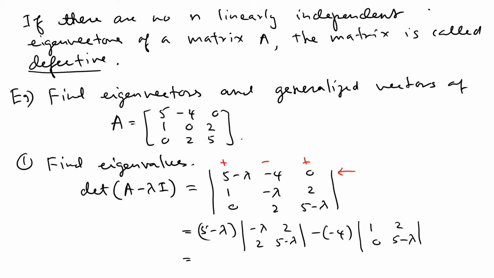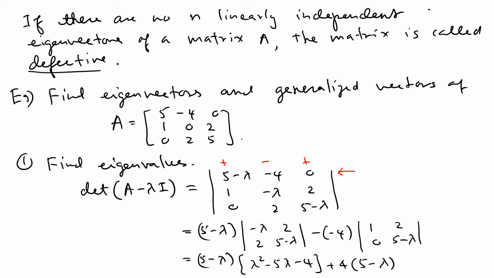So once you simplify, what you're going to get is 5 minus lambda times... when you multiply these two, you're going to get lambda squared minus 5 lambda minus 4, and then here you're going to get plus 4 times 5 minus lambda. Now what you can do, you can simplify this.